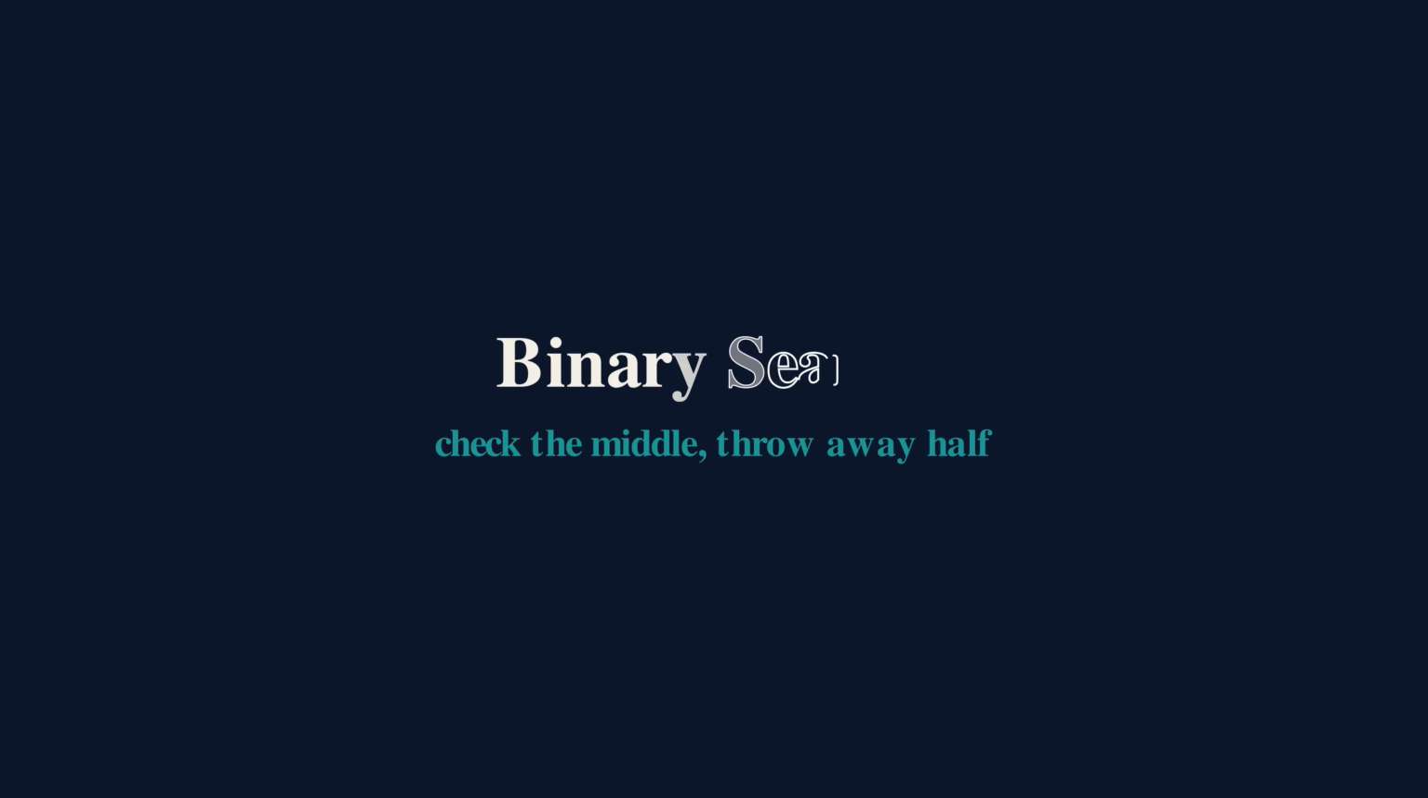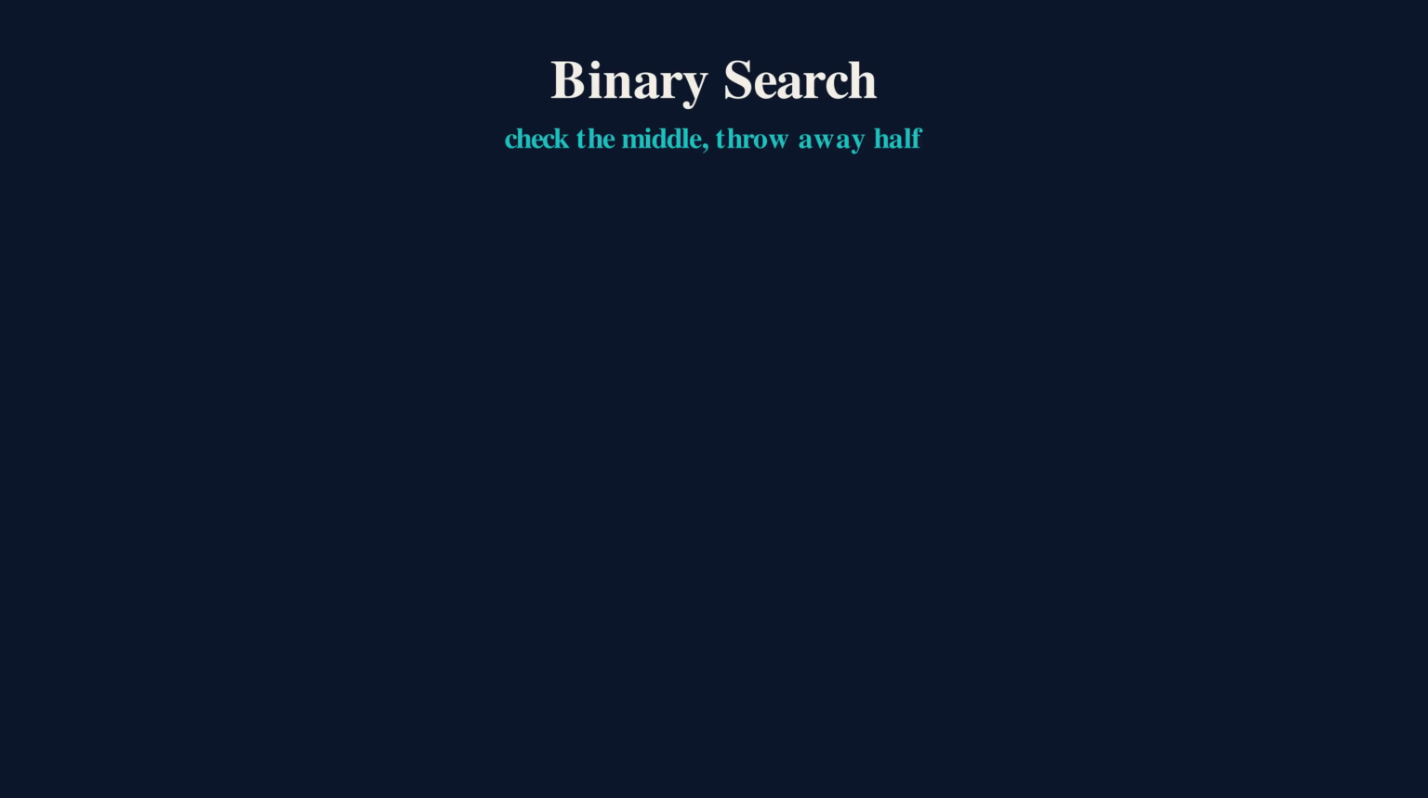So how did I corner your number so fast? Simple. Every single question, I threw away half of everything still left. That is the core idea of binary search. Check the middle, throw away half. But there is one catch. This only works when the data is sorted.